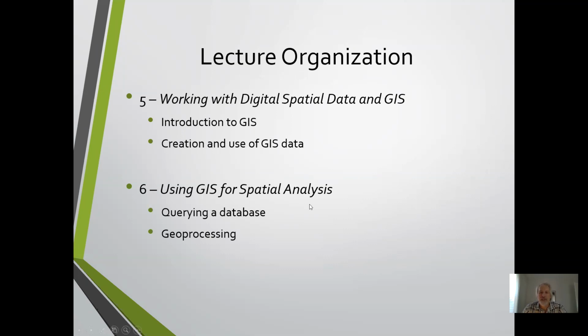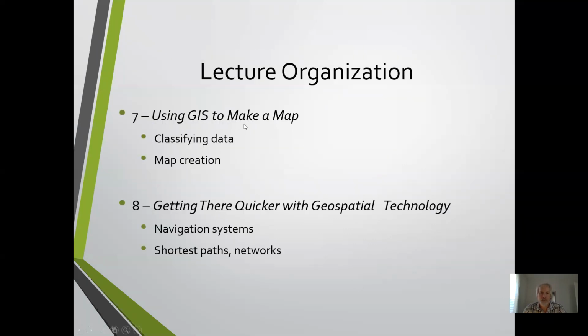Chapter 6 is using GIS for spatial analysis. So this is where some of you probably have never used this before. And so we'll talk about what we call database querying and also the process of what they call geoprocessing. So these are two big areas when we get into GIS. Using GIS to make a map, you can do a thing called classification, which is actually a really cool process, and the map creation. And this is really, really interesting stuff too. And again, that's where GIS has its strong suit, is being able to make maps.